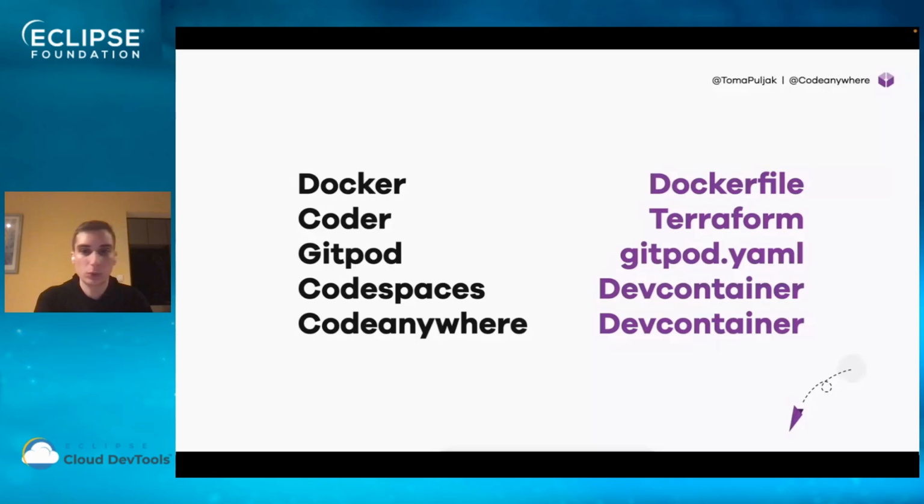For example, Docker with Dockerfile, Coder with Terraform, Gitpod with their proprietary gitpod.yaml file, and Codespaces and Codeanywhere implementing dev containers. Basically, all of these configuration standards are actually infrastructure as code translated into development environments, because all of these files and standards serve as your, let's say, explicit configuration for your project to spin up a development environment.